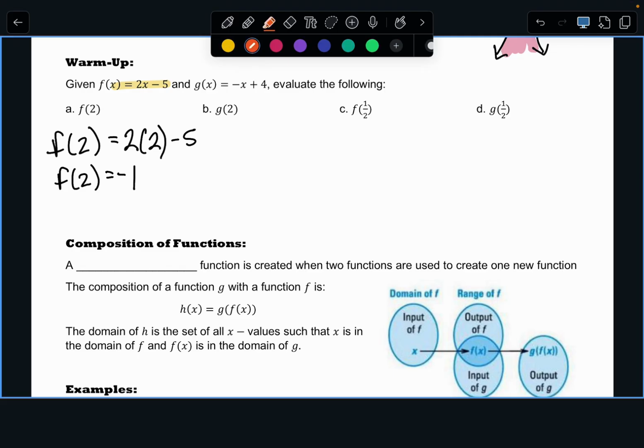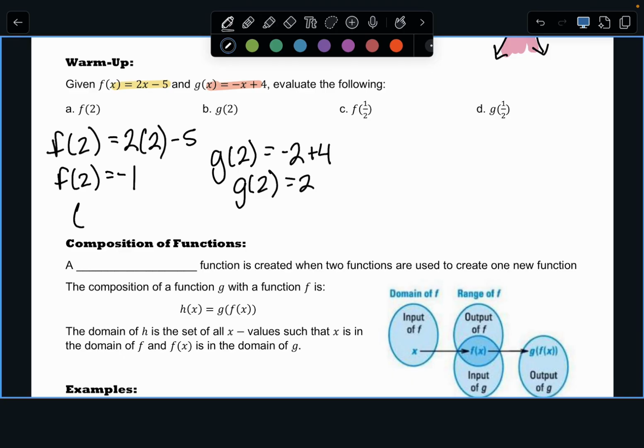We can do the same thing for the other function, the orange one, g. g of 2 is we're going to take our function g, and anytime we see x, we're replacing it with 2. Make sure our Chromebooks are closed right now. We should be taking notes. So negative x plus 4 turns into negative 2 plus 4. So g of 2 was positive 2.